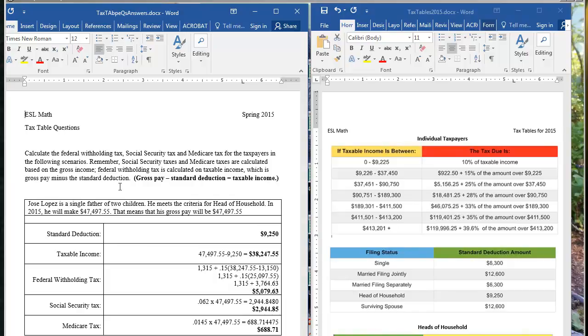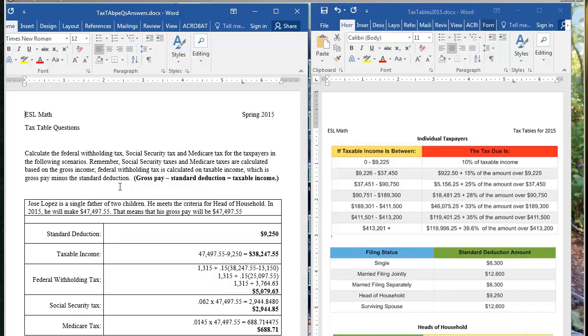As I mentioned in class, the truth is that there are many, many deductions that are used to determine your taxable income, but we are only going to use the standard deduction, based on your filing status. The other thing to keep in mind is that when you're figuring Social Security taxes and Medicare taxes, those are calculated on your gross income, not on your taxable income.